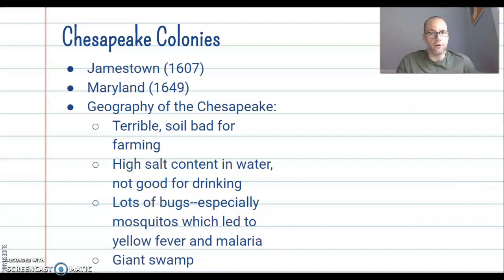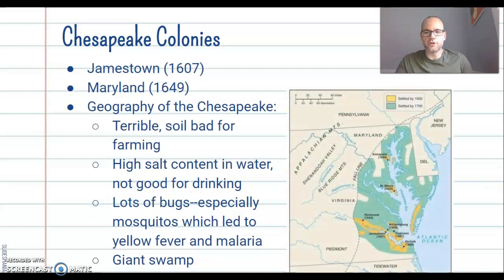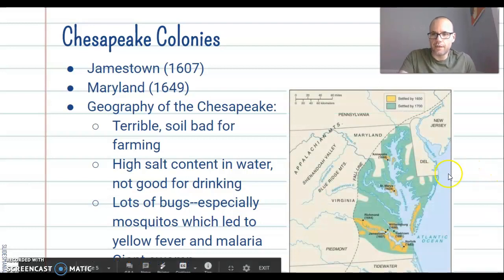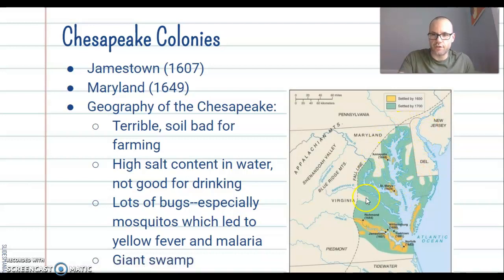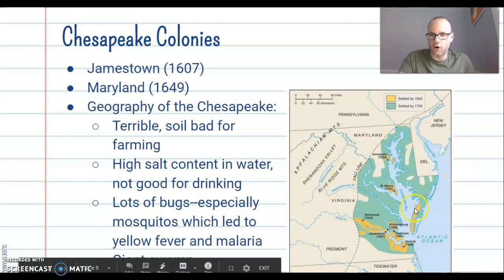So a big fail on the colonists at Jamestown, but it winds up being a very successful colony and the first permanent colony in North America for the English. Here's Jamestown. The section in yellow is what was settled by 1650, and then we see this explosion 50 years later all around this. Again, all of this is marshy area. Jamestown is right here along the James River, and the first Maryland colony will be here at St. Mary's, and we'll talk about that in a moment.